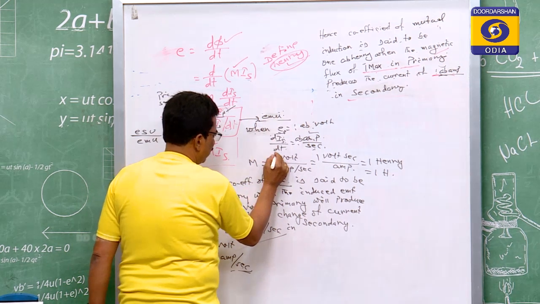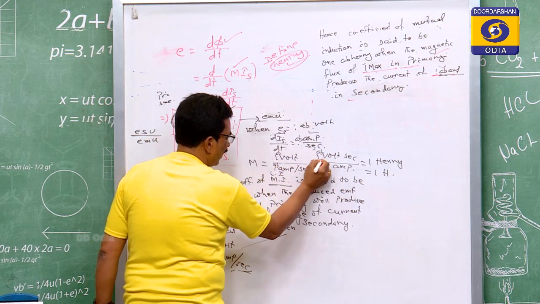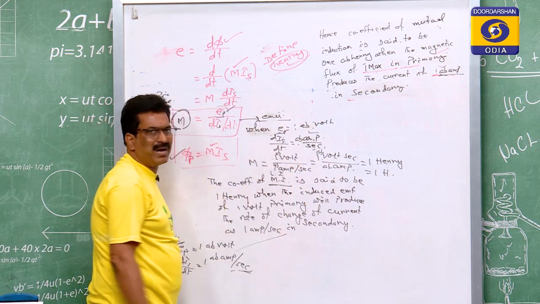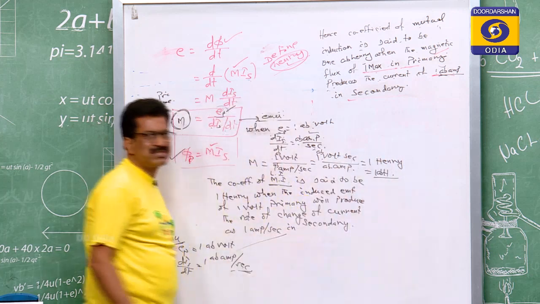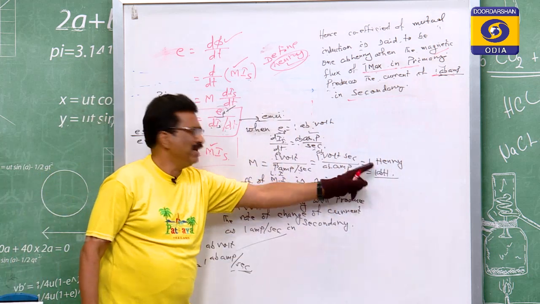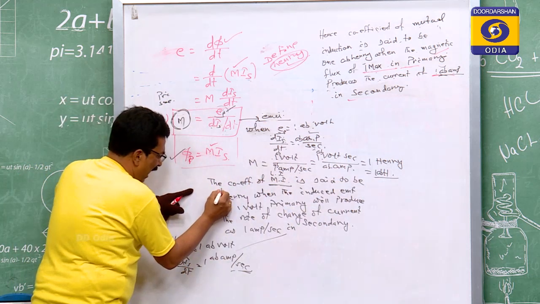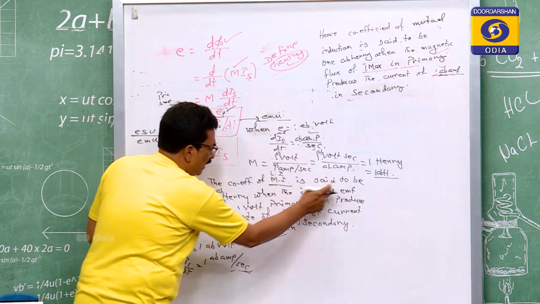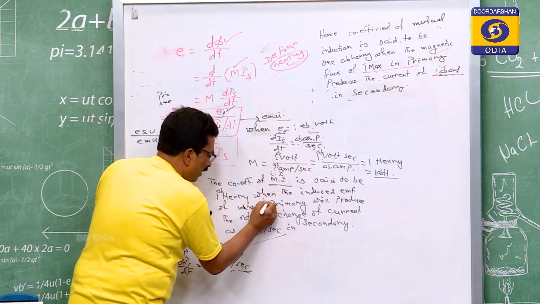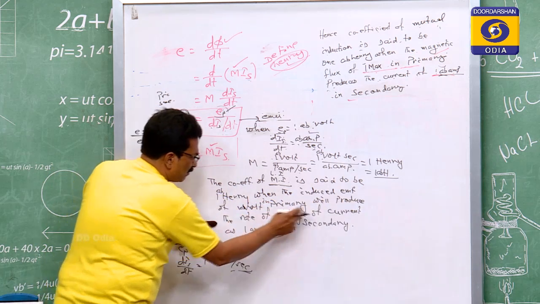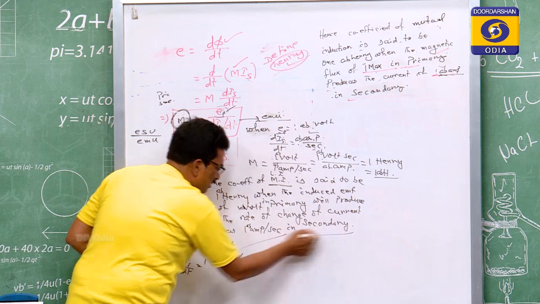So this is equal to 1 abvolt by 1 abampere by second. This is 1 abvolt by 1 abampere. And this Henry will also be replaced in the same way as the abhenry. Therefore, the definition will be: the coefficient of mutual induction is said to be 1 abhenry when the induced EMF of 1 abvolt in the primary will produce a rate of change of current of 1 abampere per second in the secondary.